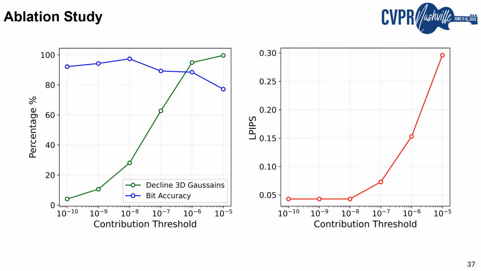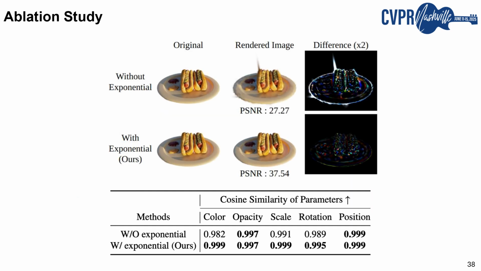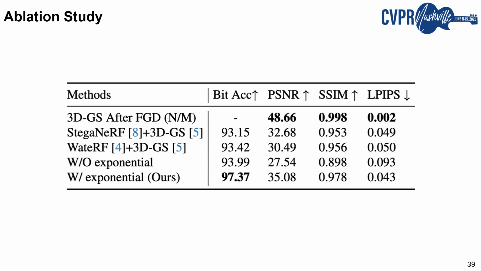This is the impact of 3D Gaussians removal. From 10 to the power of -10 to 10 to the power of -8, bit accuracy improves while rendering quality is maintained. For objects without a background, our method effectively adjusts 3D Gaussian parameters to prevent rendering beyond the object's boundary, preserving the original quality. The exponential function makes it similar to the original parameters even after fine-tuning. Furthermore, the gradient mask with exponential function makes a good balance between rendering quality and bit accuracy.